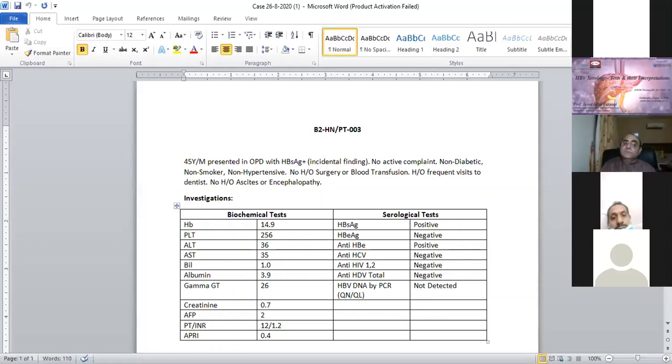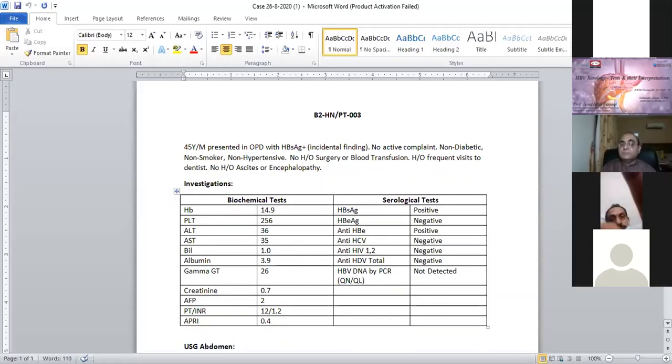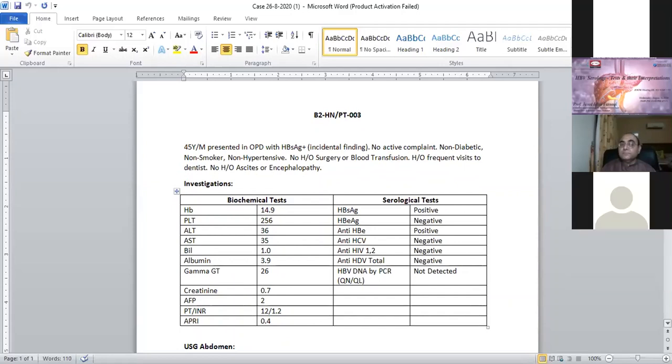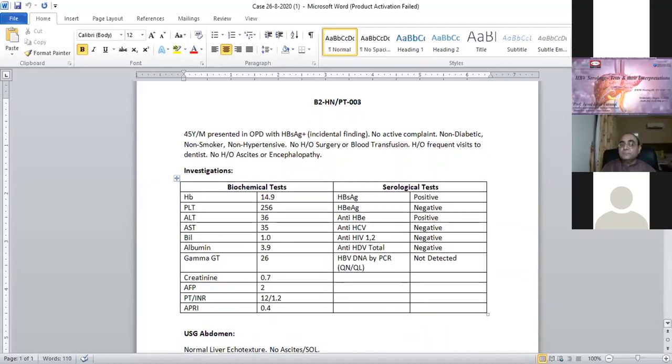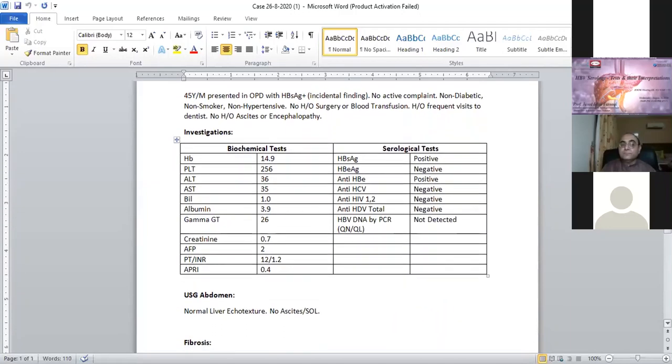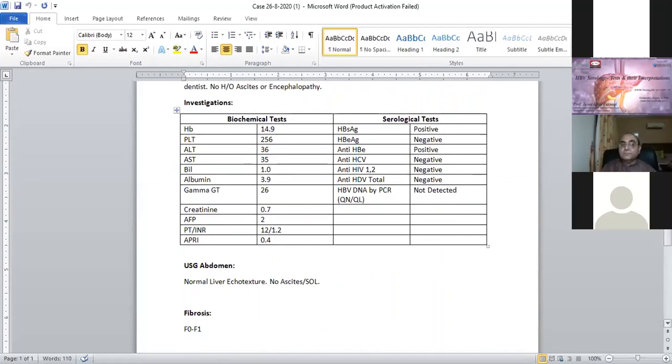His APRI was 0.4, and his serological test showed HBs antigen positive, HBe antigen negative, and anti-HBe positive. Anti-HCV was negative, and anti-HIV 1-2 was negative. Anti-HAV total was negative. His HBV DNA by PCR was not detected. On ultrasound abdomen, Uzair, can you?